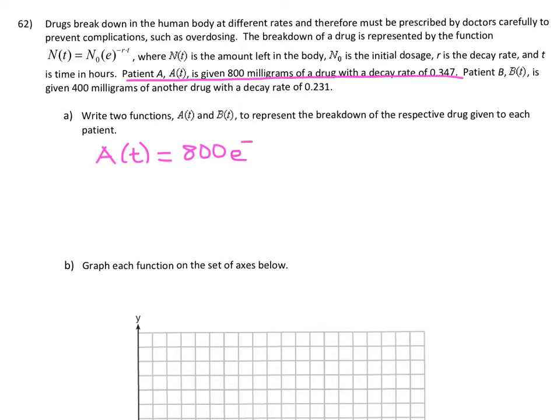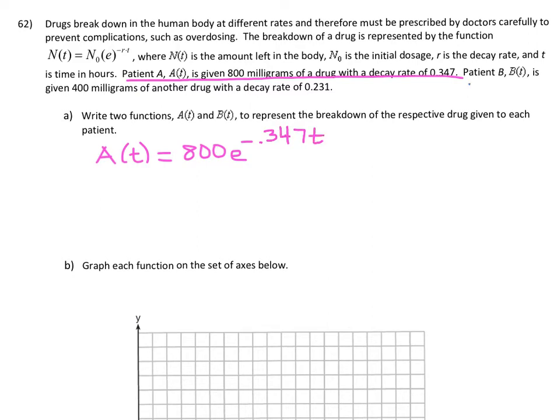And then I'm going to take this negative sign. And in place of R, right, the decay rate is 0.347. If you prefer to write 0.347, you can. And then I'm going to leave it in terms of T. I'm having trouble making that 4. There we go. So there's patient A.